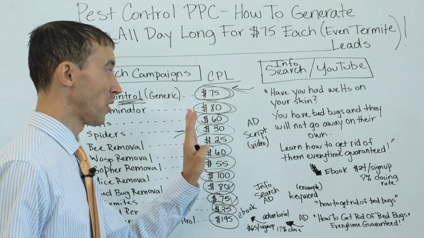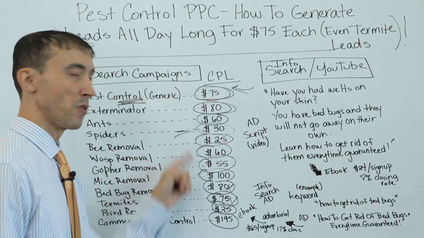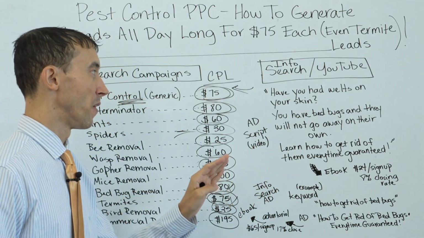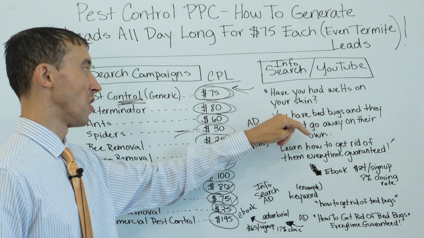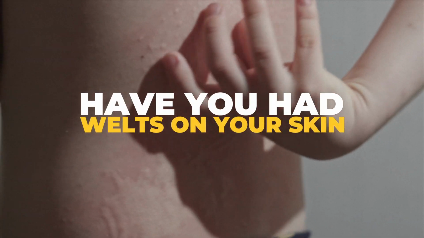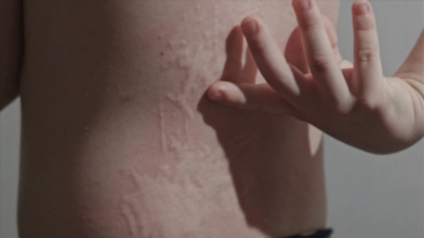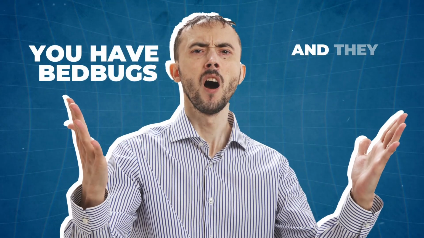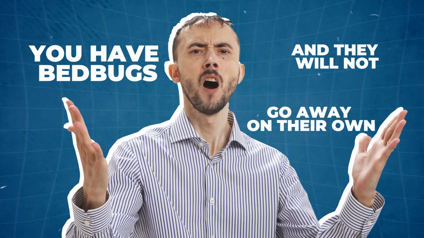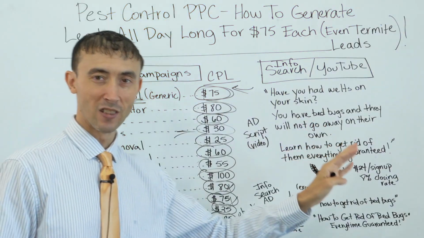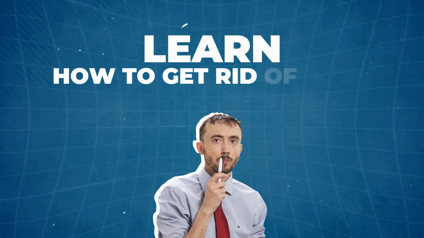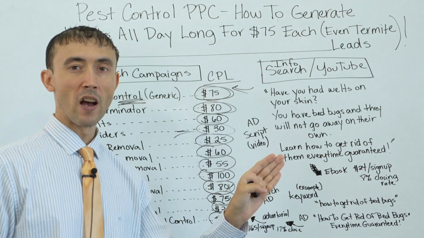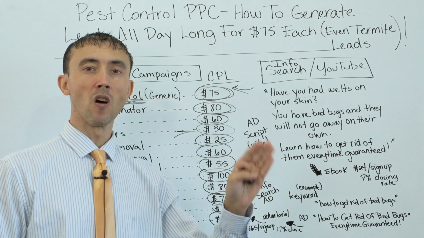On YouTube, if you want the formula here, you create different campaigns for each one of these pests. So if somebody's looking for information about bed bugs, you have video ads show up with this kind of formula on it. Have you had welts on your skin? And you show a picture, of course, of what bed bug bites look like. So they're like, oh yeah, I have that. You have bed bugs and they will not go away on their own. So forget about it. That last part, you don't say that, but learn how to get rid of them every time, guaranteed.